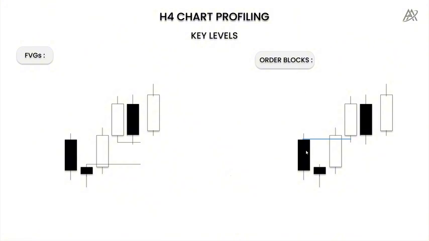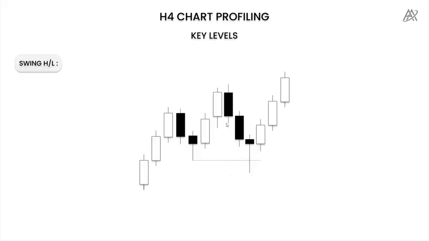Order blocks. We'll use these order blocks to frame that 4-hour profile that we just learned about, the timings, what we can expect from the previous candle as a trigger for the next candle to be, in this case, a continuation. So we'll use order blocks, fair value gaps, and swing points, or swing highs and lows. These highs and lows we'll use as the key levels for profiling that for our chart.